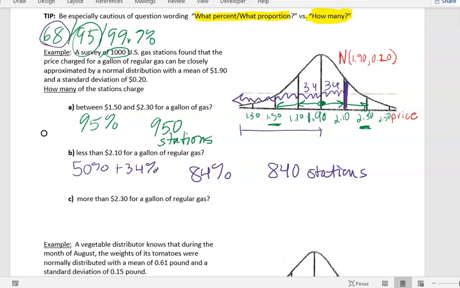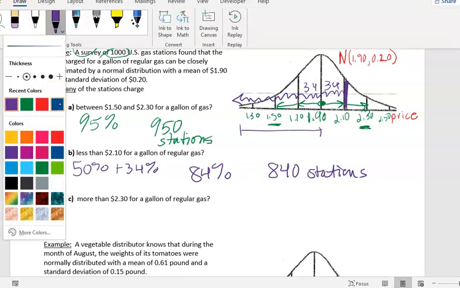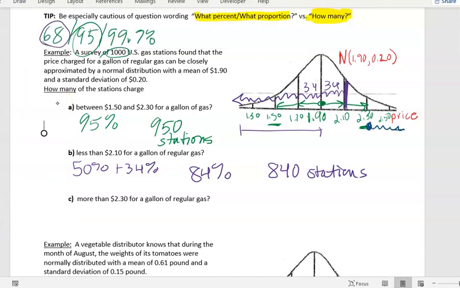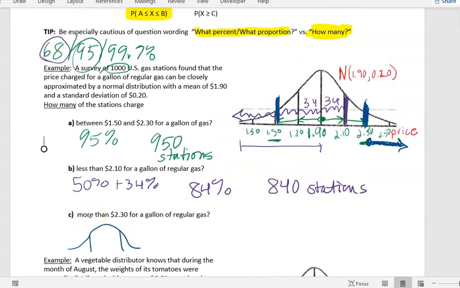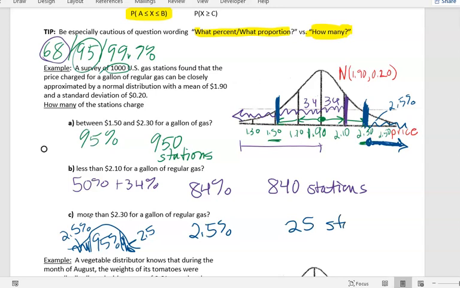Okay. Next, it says, how many of those stations have more than $2.30 for gas? So here's $2.30, it's right here, and I want more, that would be this direction. All right, so that $2.30, remember that was within 2 standard deviations on the right. So I know between $1.50 and $2.30 there are 95%, which means on the outside, I would have 5%. And since it's split evenly because it's symmetric, I would have 2.5% on the left and 2.5% on the right. So there must be 2.5% of the curve from $2.30 up to infinity up here. So 2.5%. And again, out of those 1,000 gas stations, we're talking about 25 stations.